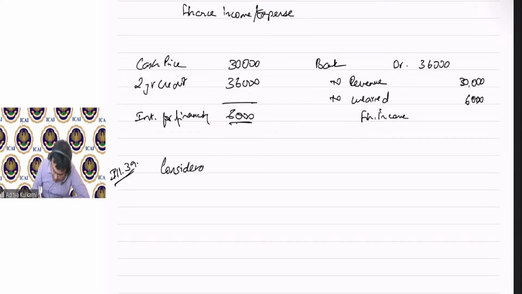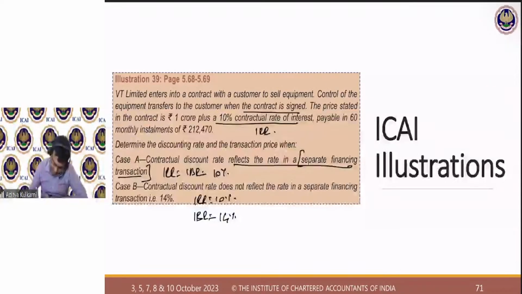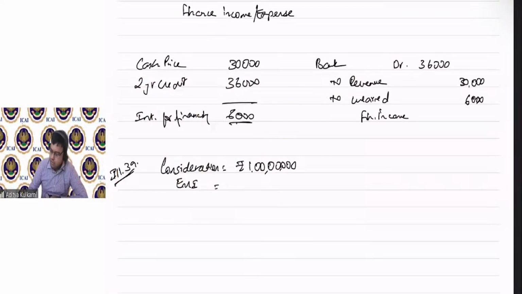Consideration equals rupees 1 crore. Now the next one is the EMI, equal monthly installments. How much is it? The equal monthly installment is 2,12,470.